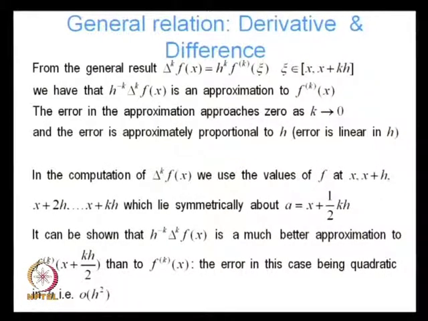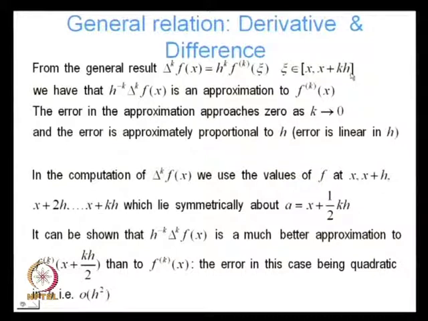So, from the general result, delta^k f(x) = h^k f^(k)(ξ), where ξ belongs to (x, x + kh), we have that h^(-k) times delta^k f(x) is an approximation to f^(k)(x). Why is it an approximation? Because it is not evaluated at x, right? It is evaluated at ξ. So it is not exact because of this.